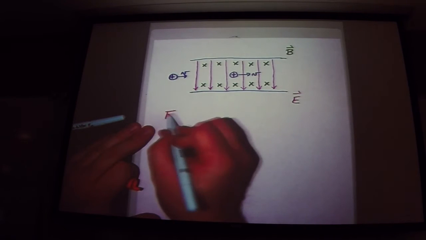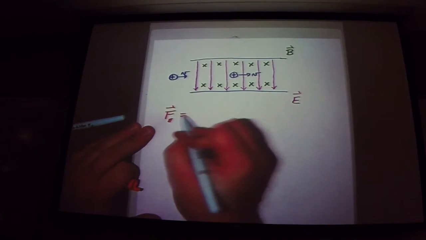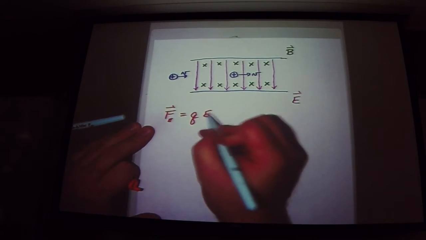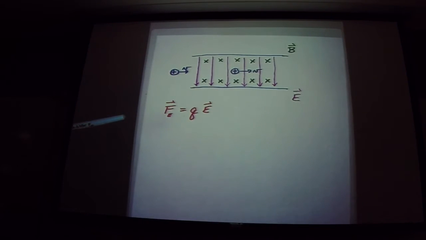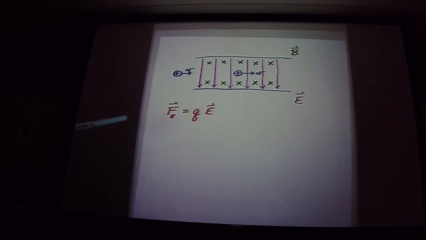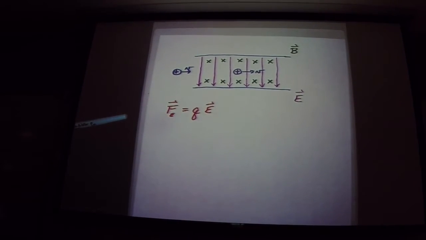The electric force is equal to charge times the electric field. Since it is a positive charge, the force is going to be in the direction of the electric field. In other words, electric forces are either in the direction of the electric field or opposite to the direction of the electric field. It's a positive charge, therefore the electric force here is going to be in the direction of the electric field.